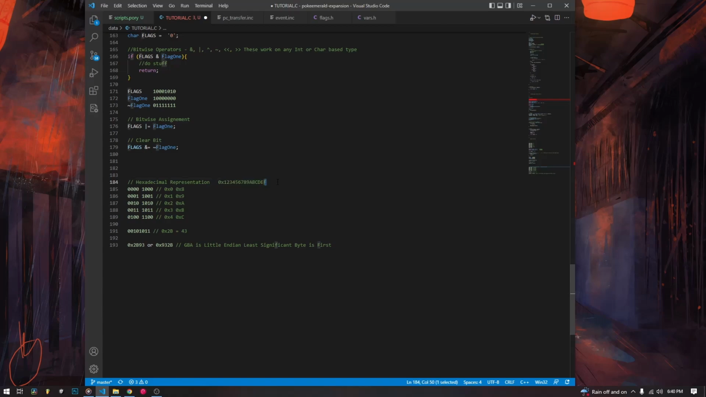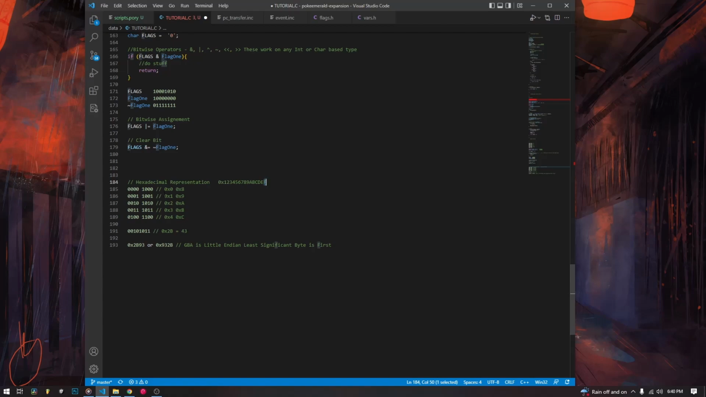F is 15 in our base 10 system, but in hexadecimal, F is just F. It's not 16, or 15. It's just F. It is 15, but that's just when we convert it into our system that is easier to understand for our brains, because it's what we've used since school.